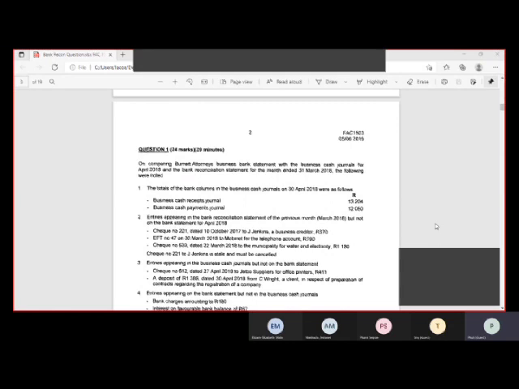Right, we've got check number 221 dated the 10th of October 2018 to J. Jenkins, a business creditor, with an amount of 370. And then we've got EFT number 47 on the 30th of March 2018 to Mobinet for the telephone account of 790. And then we've got check number 533 dated the 22nd of March 2018 to the municipality for water and electricity. And then we've got check number 221 to J. Jenkins. It's stale and must be cancelled.